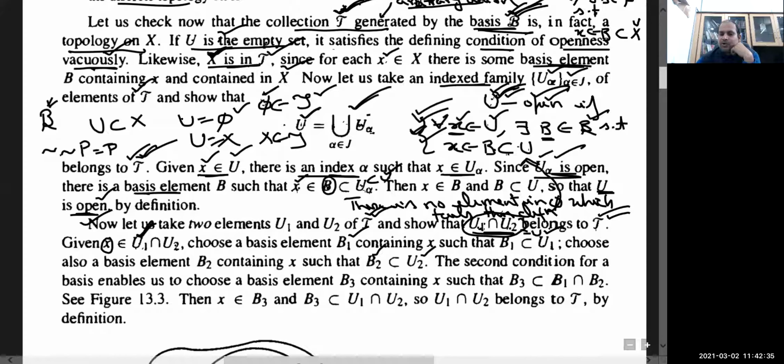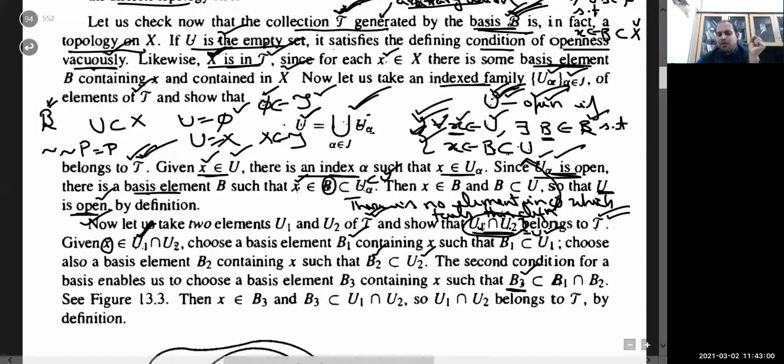Now B1 and B2 are open sets, and we know that script B is a basis. So whenever there are two elements B1 and B2, just use the second condition. From the second condition of basis, one can claim that there always exists B3, which is contained in B1 intersection B2.